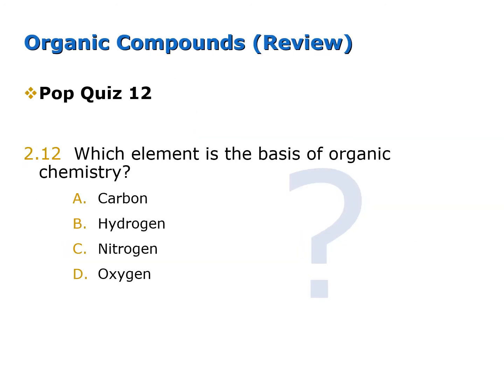Question number 12. Which element is the basis of organic chemistry? A, carbon, B, hydrogen, C, nitrogen, or D, oxygen? The basis of organic chemistry, again, is carbon. All 4 elements that are presented in these questions will be found in organic compounds. However, the element that is essential for a compound or a molecule to be called organic will be carbon.